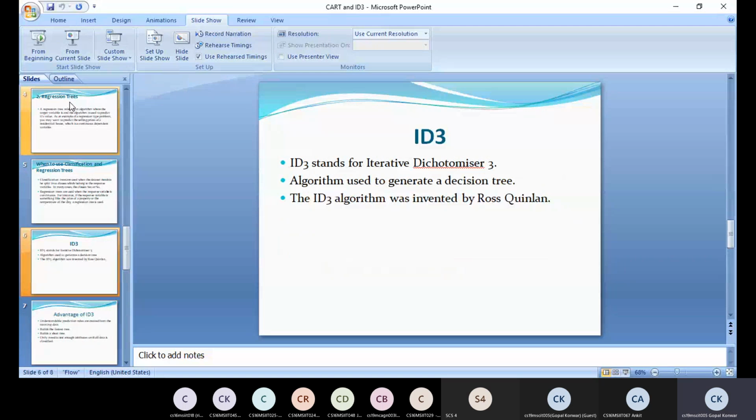Now our second topic is ID3. ID3 stands for Iterative Dichotomiser.